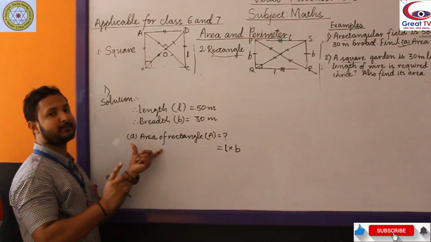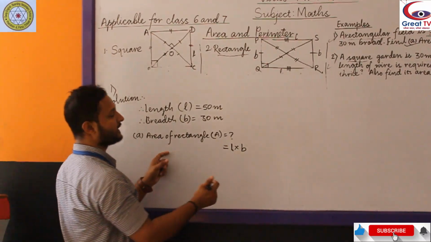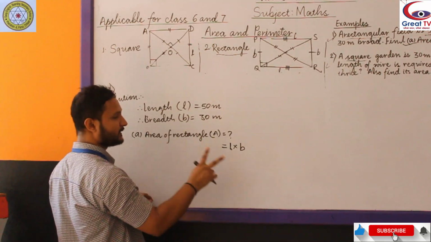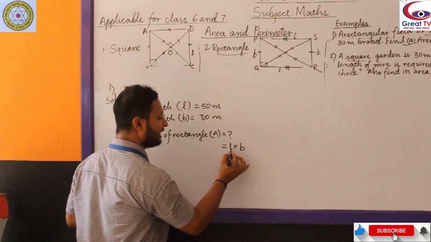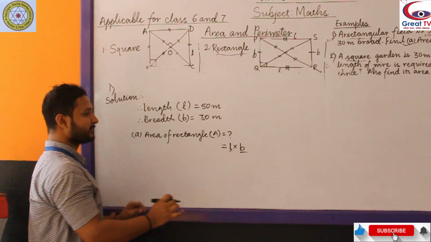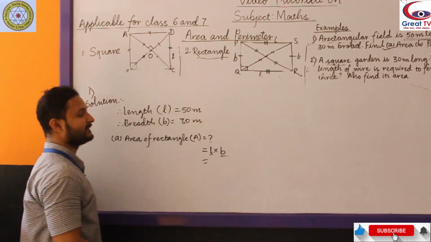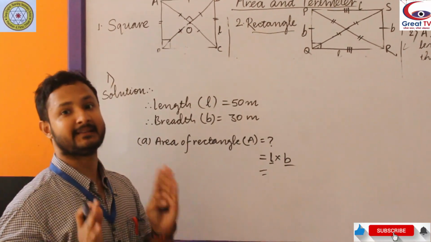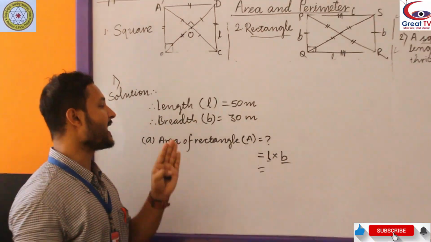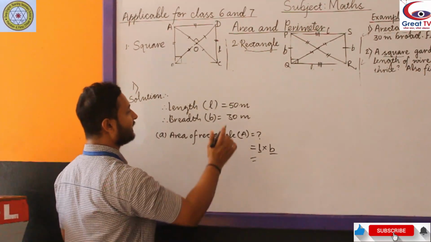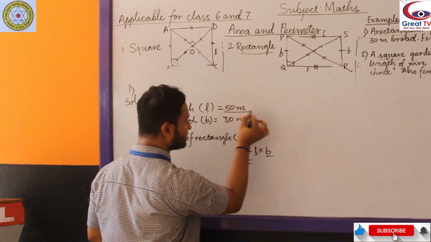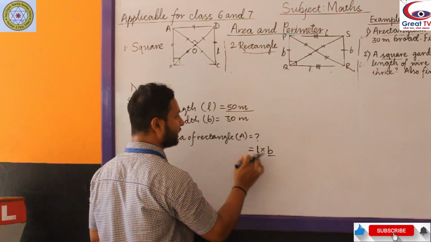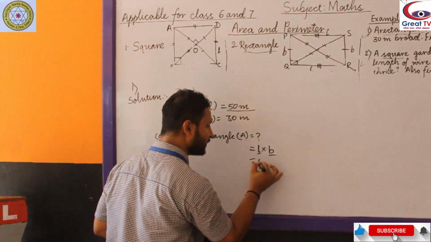Area. We get the area of a 2-dimensional figure by multiplying the 2 adjacent sides. The 2 adjacent sides of the rectangle are length and breadth. So let's multiply length and breadth. The product of length and breadth would be the area of a rectangle. So length is how much? Length is 50 meter. So in place of L, we can write 50 meter.